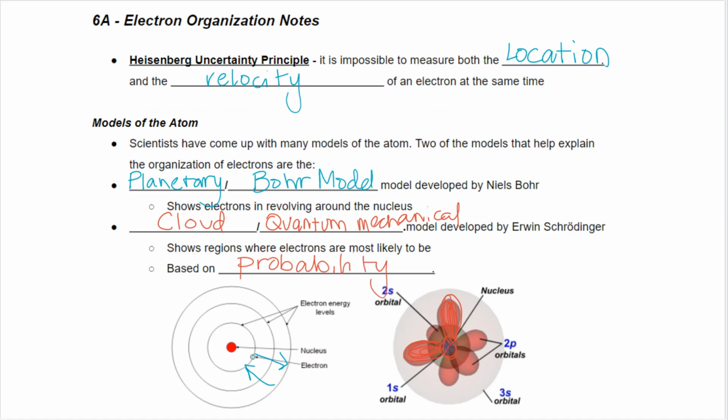So it's not saying that there are electrons filling those spaces. It's just saying that electrons are likely to be in these spaces. Probability. Sorry, my handwriting's not so great. So those are two very important models of the atom that help us to understand what electrons are doing, how they're moving, and where they are.